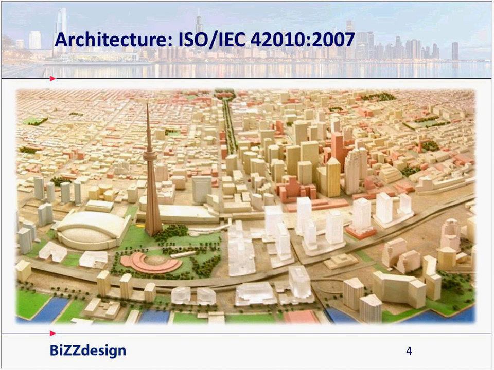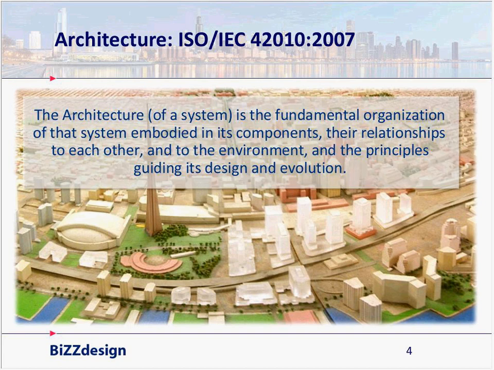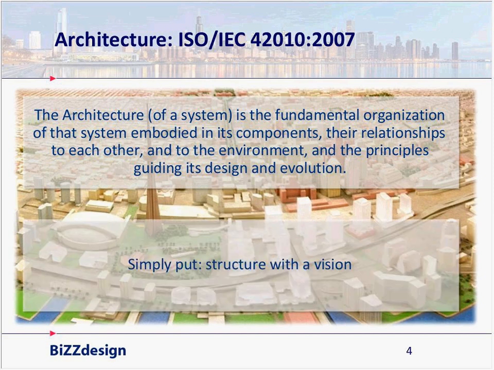As you know, many definitions of the concept of architecture have been proposed in practice. It seems that no paper or book or webinar can exist without discussing definitions, and this webinar, of course, is no exception. Both TOGAF and the ArchiMate definition of architecture are based on the ISO IEC standard, and it roughly says that the architecture of a system consists of two things. On the one hand, there's the fundamental organization of a system, and on the other, the principles guiding design and evolution. And that translates roughly to the catchphrase, structure with a vision.